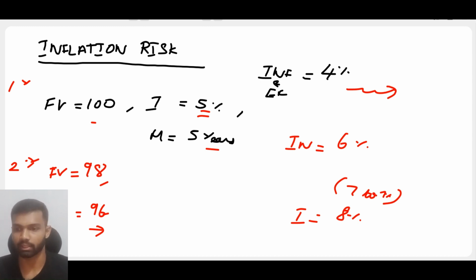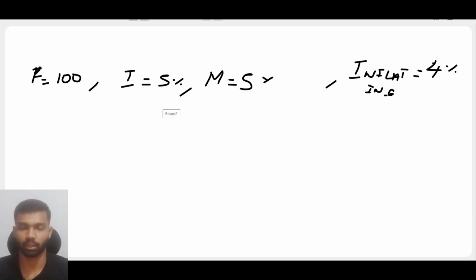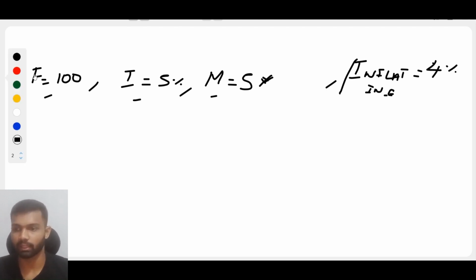Okay, now let us assume that in the economy the interest rate falls. I have taken the same scenario in which the face value of the bond is 100 rupees and it's providing 5% interest, the maturity of the bond is 5 years, and the inflation in the economy is 4%. Now let us consider that the inflation in the economy is coming down.